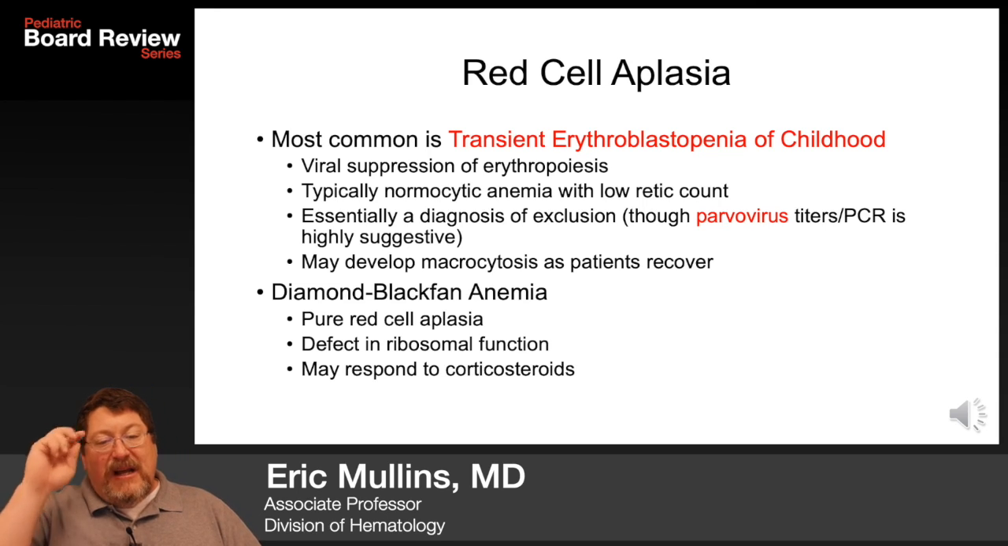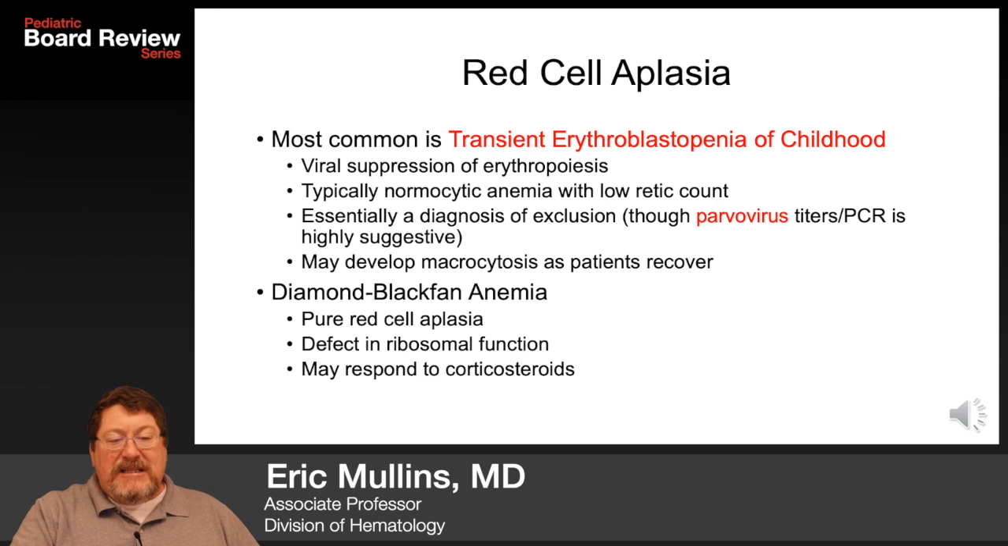Diamond-Blackfan anemia, or Blackfan-Diamond, is a pure red cell aplasia. It's a genetic cause of bone marrow failure because of a defect in ribosomal function. These may respond to corticosteroids. Again, it's a very rare cause of anemia.